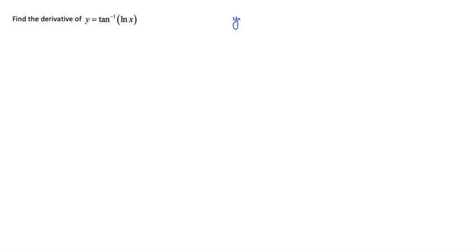Okay, so if y equals tangent inverse of u, and I'm putting u here because this is not just x, right? It's an ln of x, so this is a composite function. So basically we need to use a chain rule on this. So we know that dy/dx, the derivative of the tangent inverse function, or the arctangent function, is 1 over 1 plus u squared times du/dx.